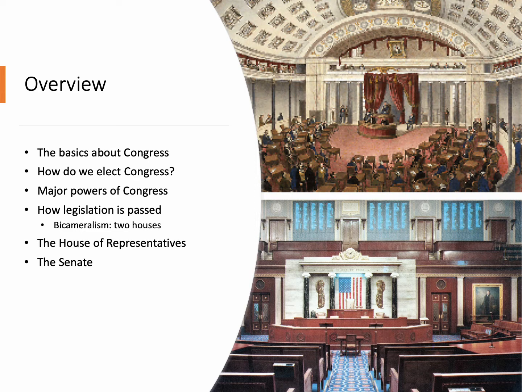This video will cover the basics about Congress as an institution, as a legislature. We'll talk about a number of things, including what the legislative function is, how we elect Congress, what its major powers are. We'll talk about how legislation passes, which involves the principles of bicameralism and presentment. And then we'll talk a bit about some of the unique characteristics of the House of Representatives, particularly how the seats are apportioned to the different states. And then we'll talk about the Senate.